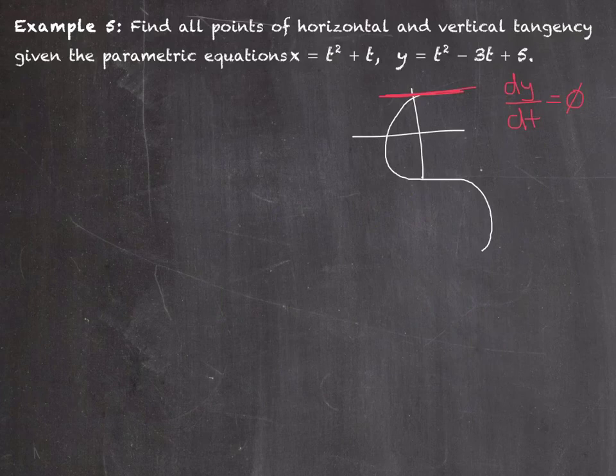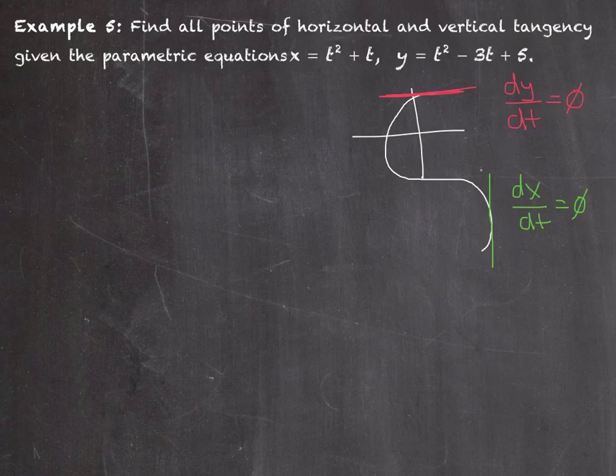Now, if you're trying to find when there's a vertical tangent, you could probably figure this out. Vertical tangent would be when dx/dt equals 0. In other words, where on the curve is the x-coordinate not changing at all, but the y is. All right, and time is also changing. So that's what we want to do whenever you're asked to find these points of horizontal and vertical tangency.